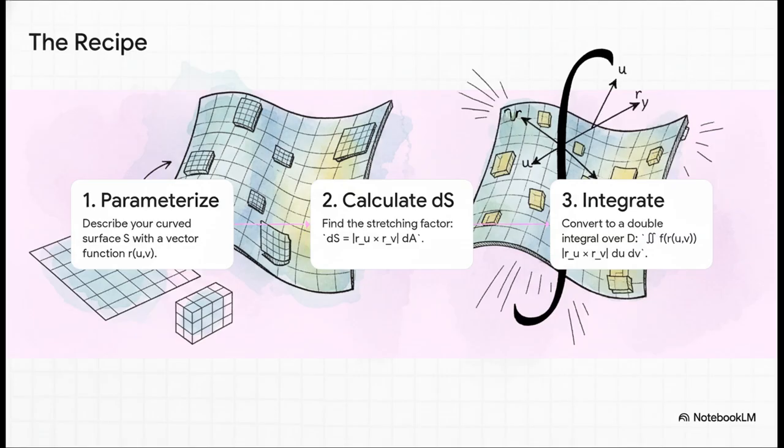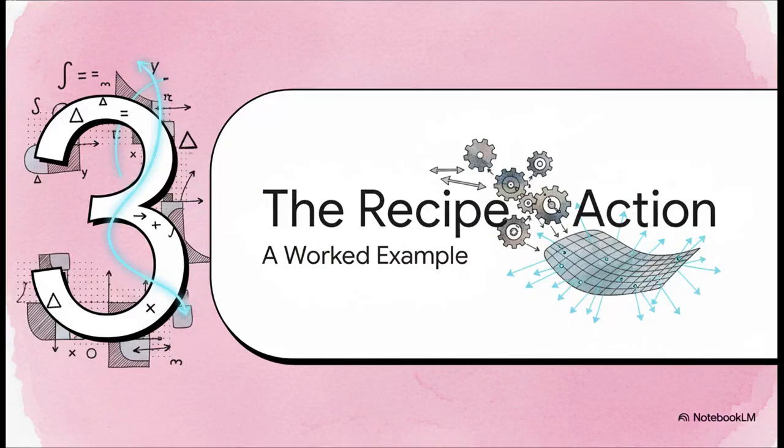Step 2, we calculate the area element, dS. That term, the magnitude of r_u cross r_v, that's our stretching factor. It tells us exactly how much a tiny square on our flat graph paper gets stretched and distorted when it lands on the curved surface. And finally, step 3, we use these pieces to rewrite the whole thing as a standard double integral over our nice flat uv grid. And that's a problem we already know how to solve. Now, this recipe isn't just some abstract theory. It really does work. And the best way to get a feel for it is to just see it in action. So let's walk through an example together.